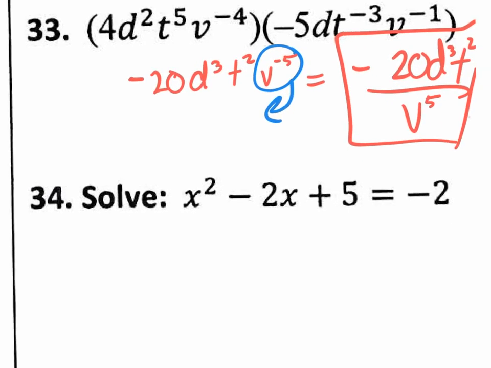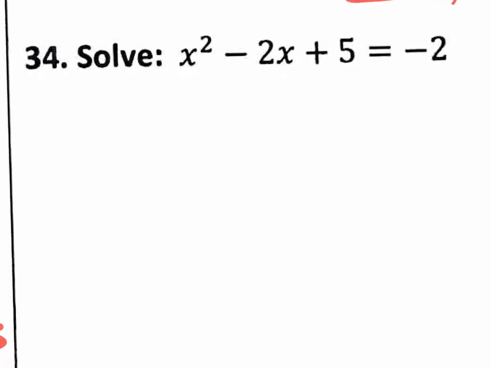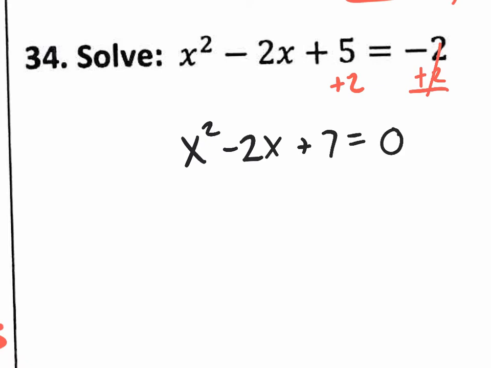Moving on to number 34. They want us to solve. There are no more exponents here. Right here, they want us to solve. So we do have a quadratic, but it's best to set it equal to 0. So let's add 2, and we will have the quadratic trinomial equation x squared minus 2x plus 7 equals 0.